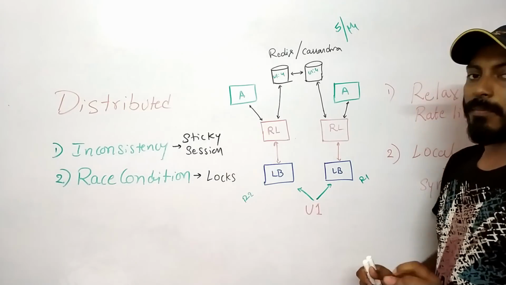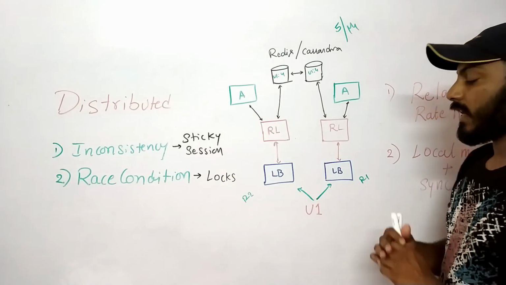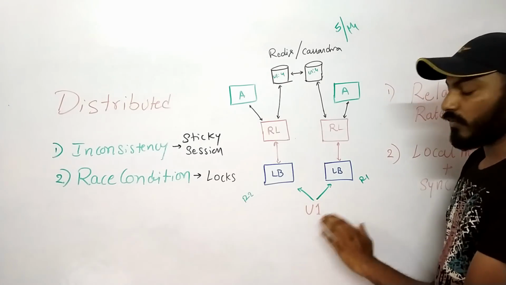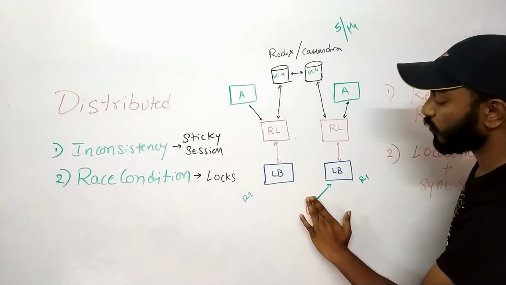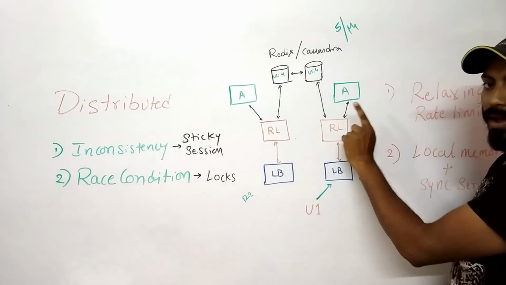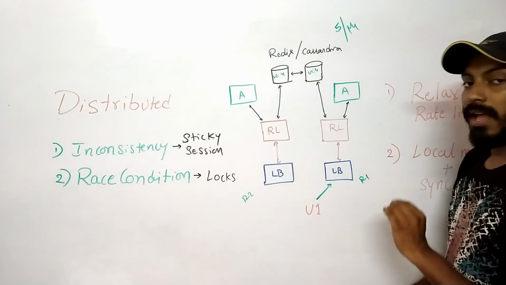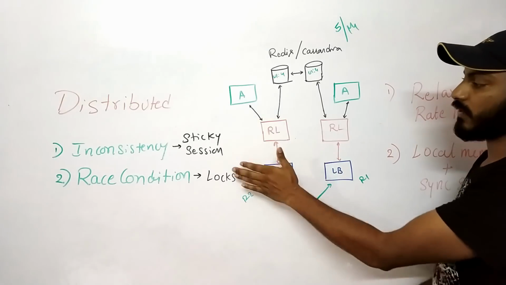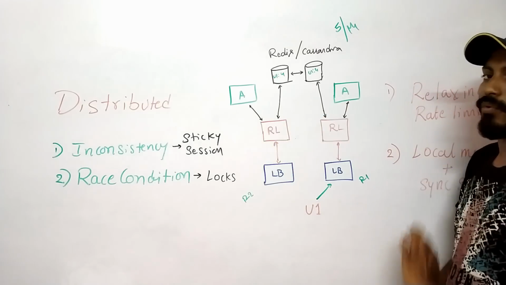We can solve this problem by using sticky session load balancing in this load balancer. In that case, for this particular user, no matter what, we will always redirect the request to the same application server using the same load balancer. That way the request from user one will never go to a different region or different load balancer and rate limiter, so there will be no confusion.